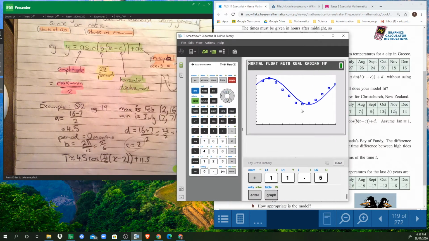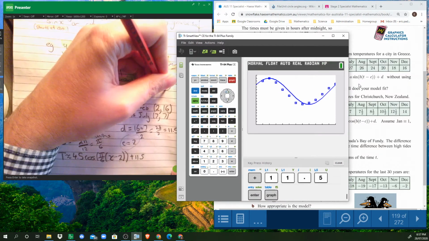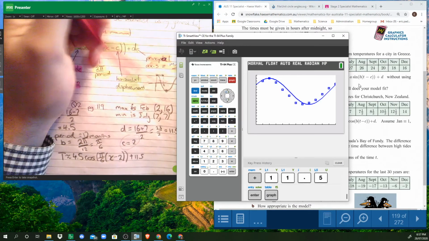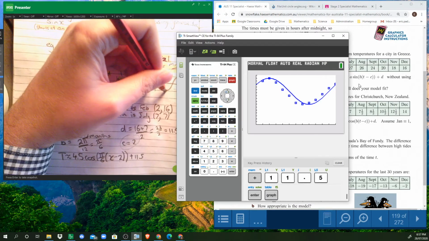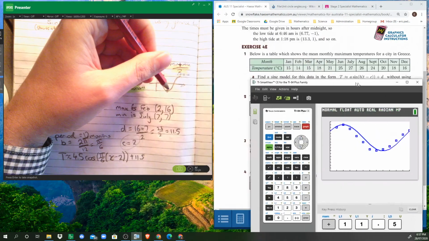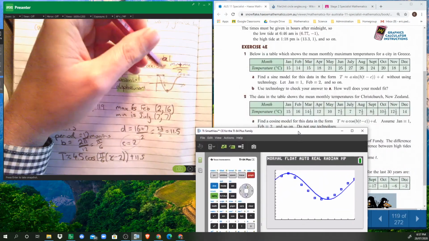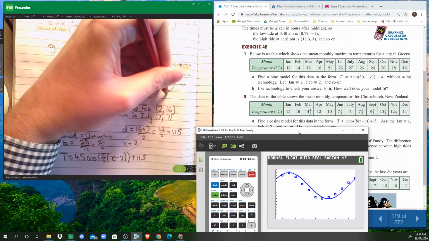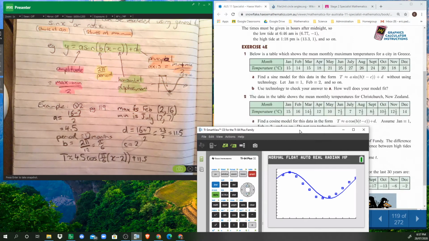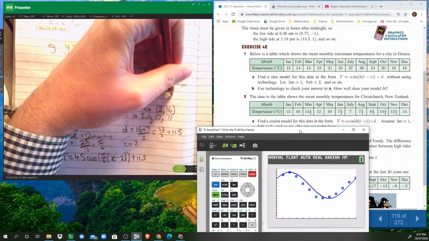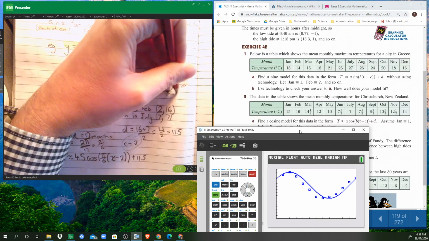I'm kind of curious. If I think about the cosine, the minimum is here. In terms of the cosine function, the minimum occurs at pi, which has actually been shifted to 7.